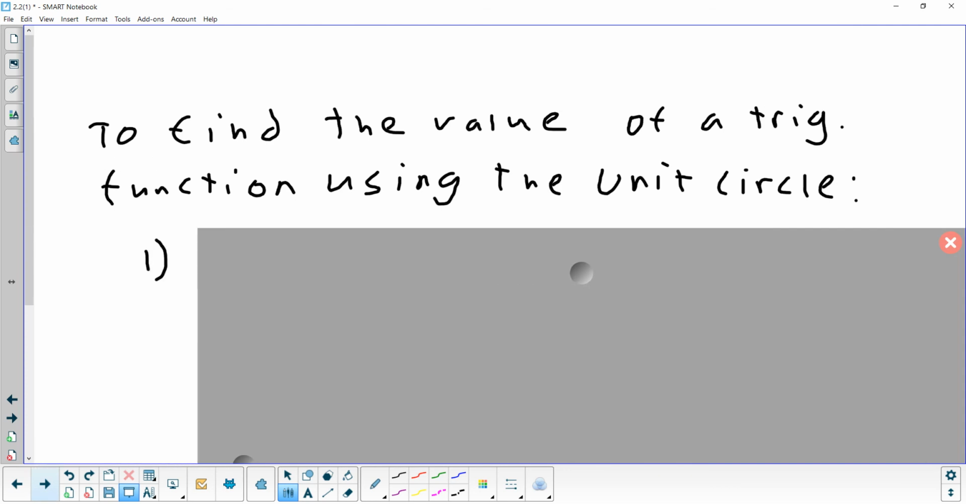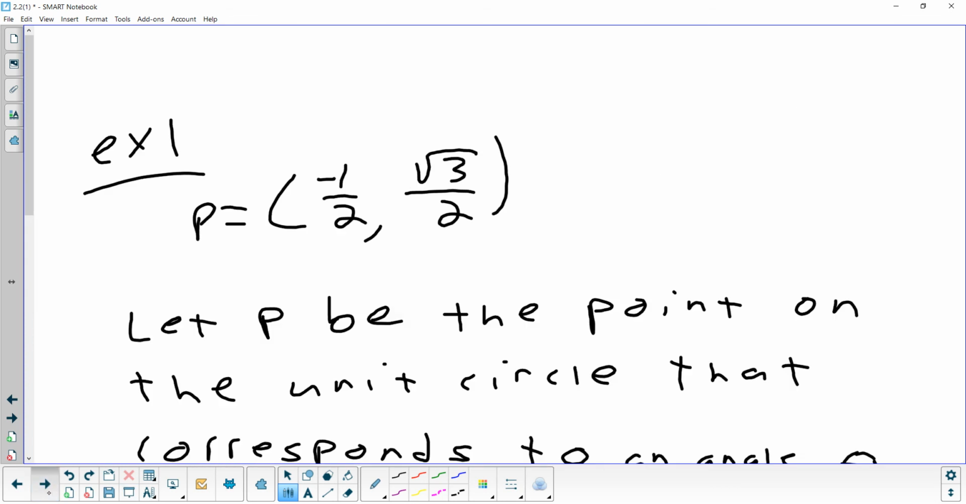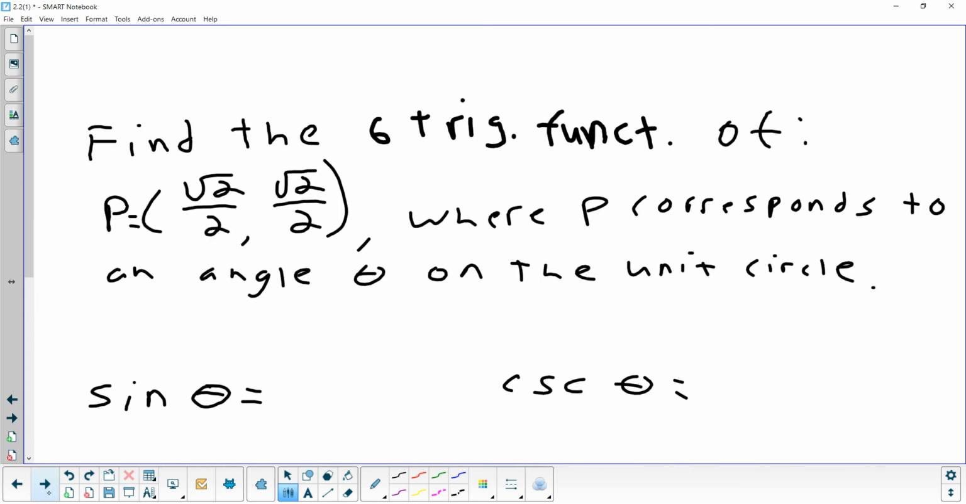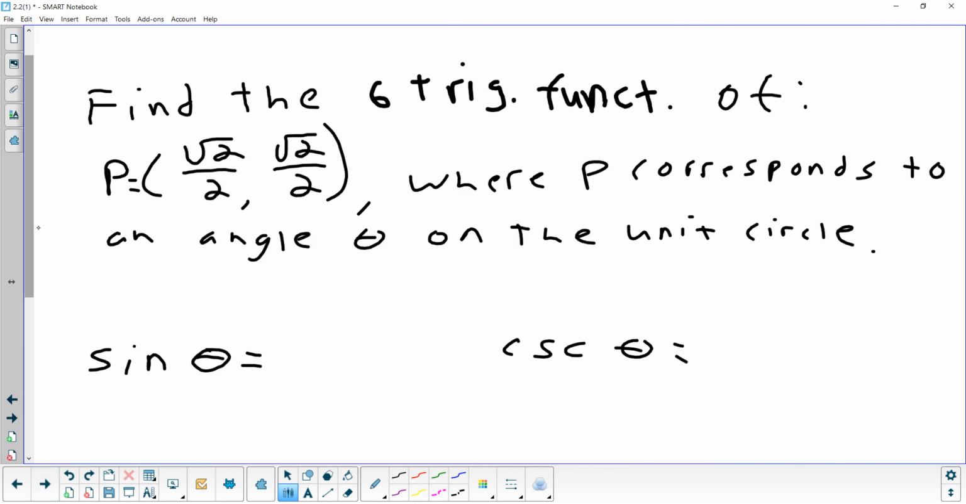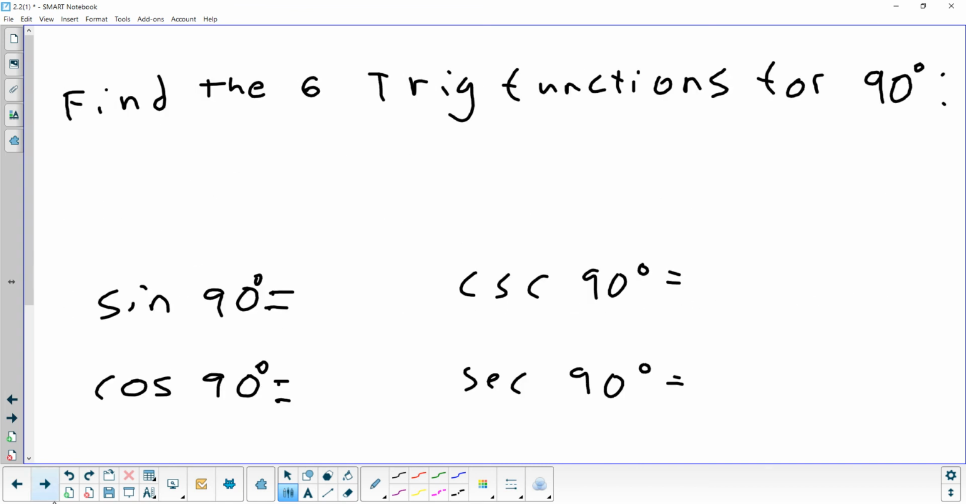Now we'll put it all together. To do unit circle trig, there are 2 steps. What a question might look like is something like this. They'll give you a coordinate, and they're going to ask you to find the 6 trig functions of that coordinate. That's one way they could give you the problem. Or, they could give you a problem like this: find the 6 trig functions of 90 degrees.